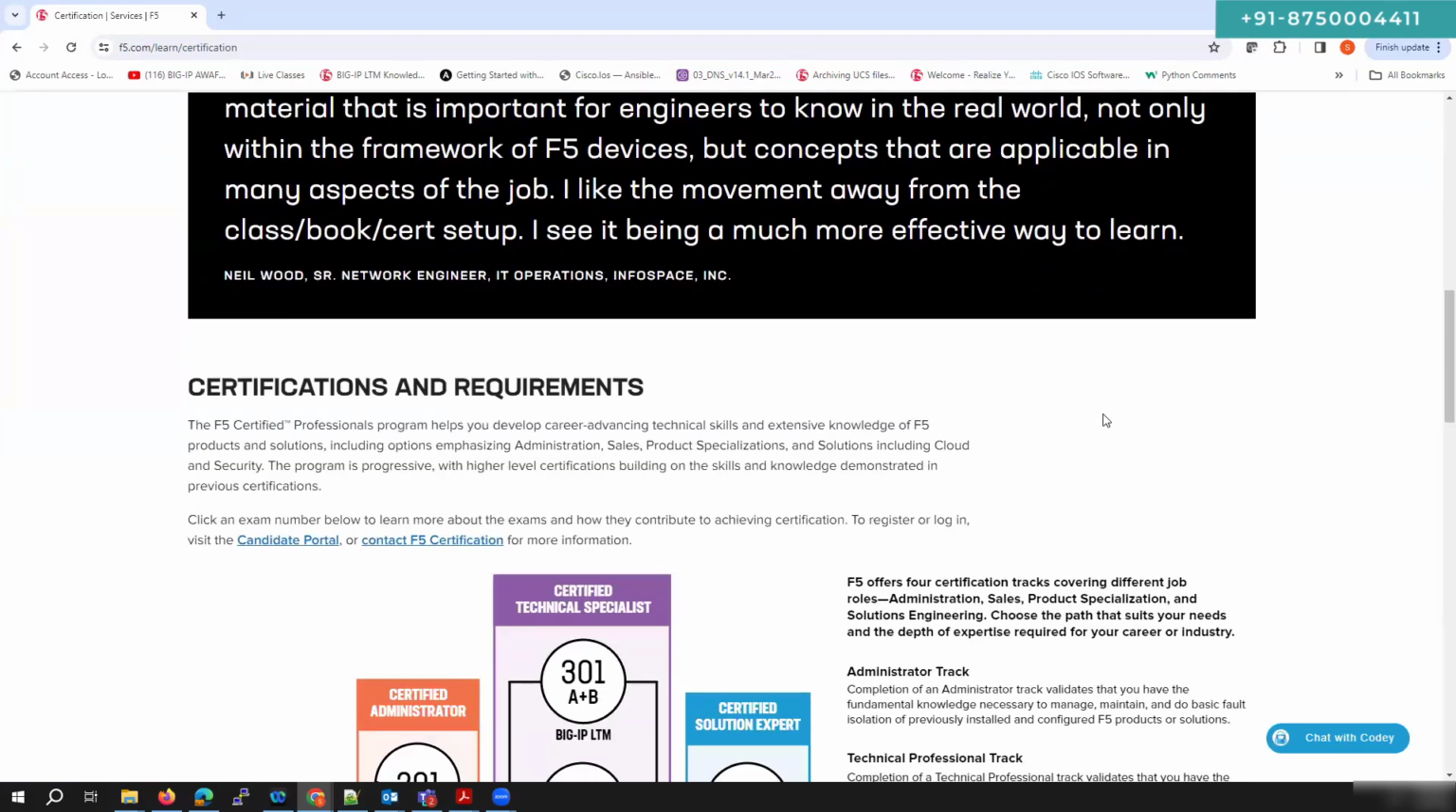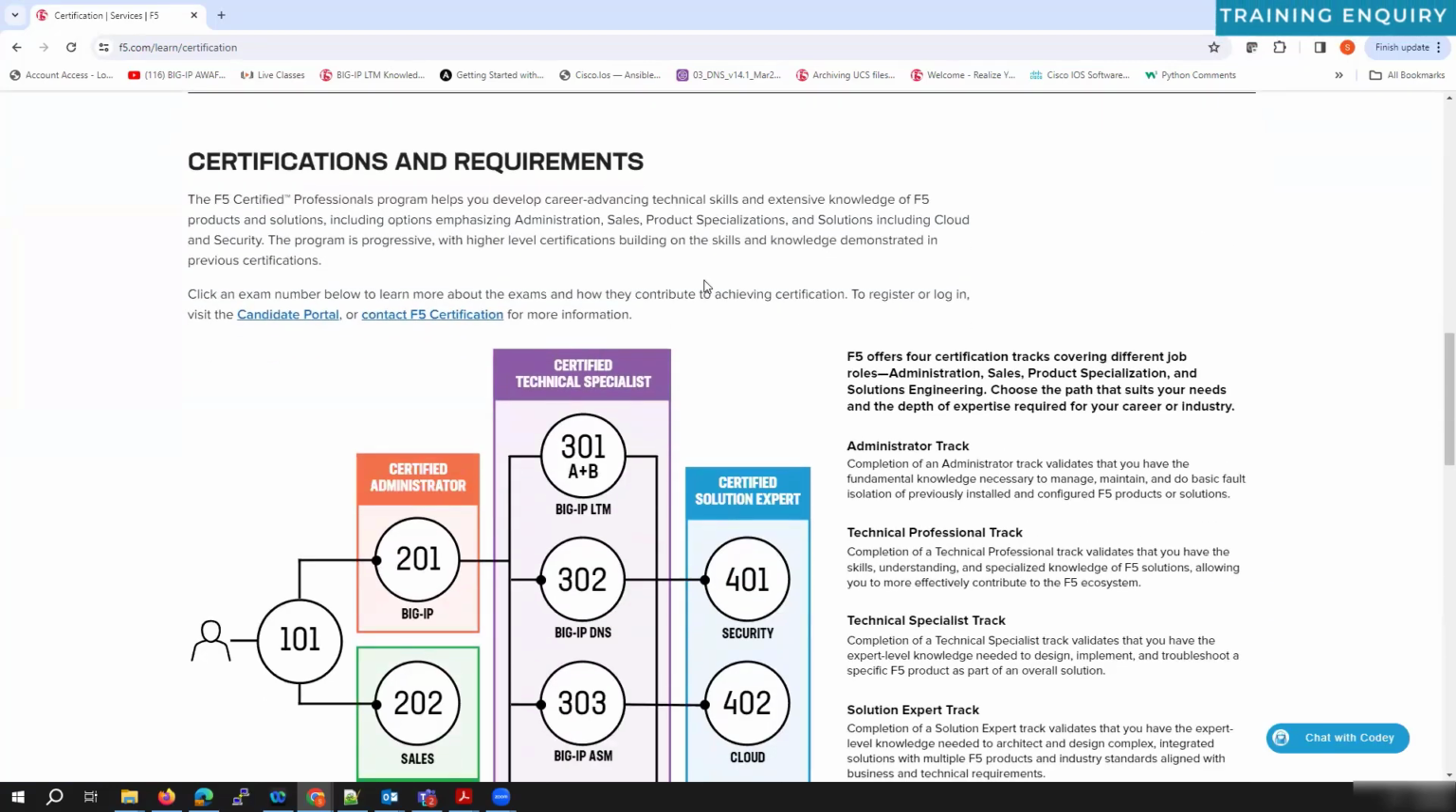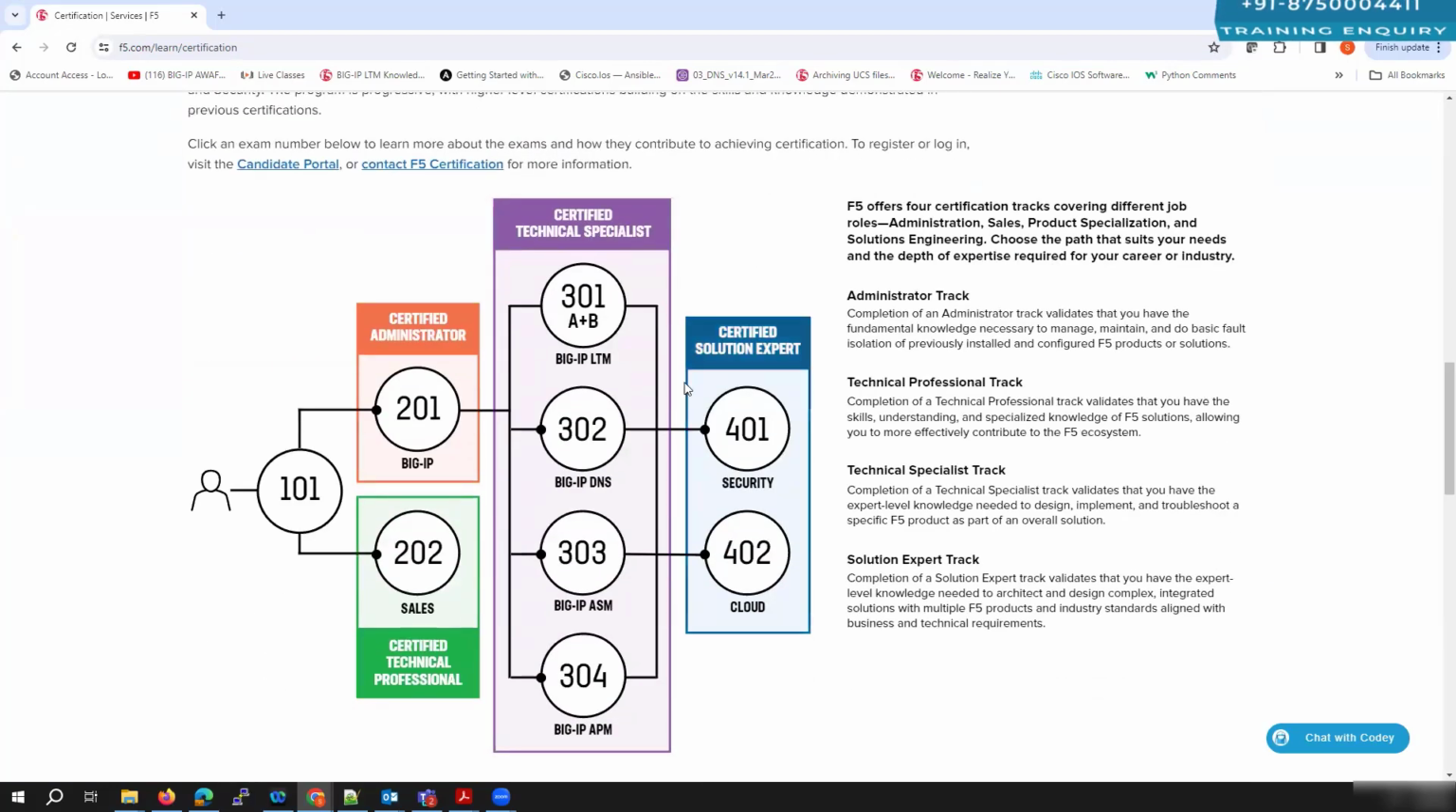If you look at the certifications and their requirements, this is how F5 has designed their overall certification tracks. It's quite similar to Cisco. I'm referencing Cisco again and again, and there is a reason behind that, because most of us come from a Cisco background. I will not say all of us, but most of us, and we are quite familiar with the Cisco certifications and technology. That's the reason I am taking the reference from Cisco.